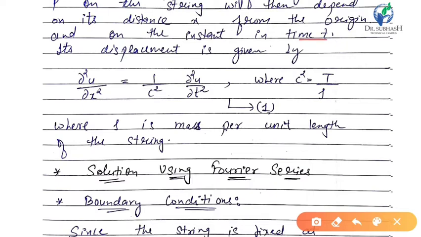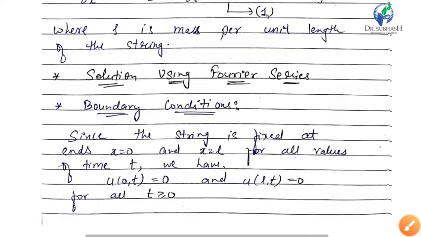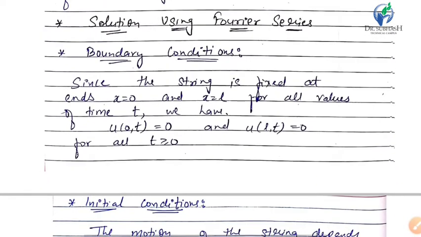Its displacement is given by del square u upon del x square is equal to 1 by c square del square u upon del t square, where c square is equal to T by rho, where rho is mass per unit length of the string. This equation 1 is the wave equation of one dimension. We will need to remember this. Now we will solve this using the solution by Fourier series.